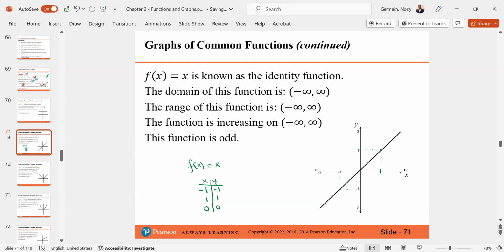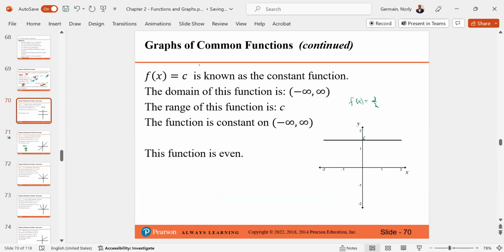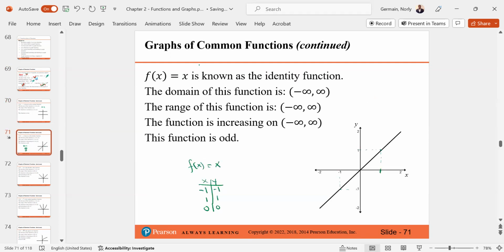Now you can see this function is totally increasing. It's not decreasing because it rises from left to right. It's increasing, and it's an odd function because it goes in opposite directions. This one is an even function, right?